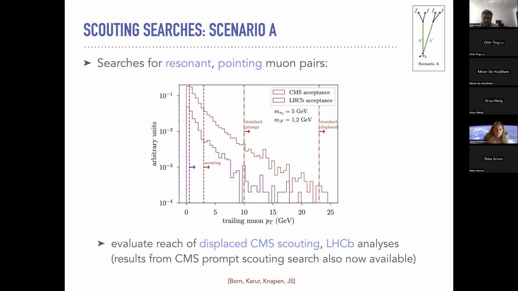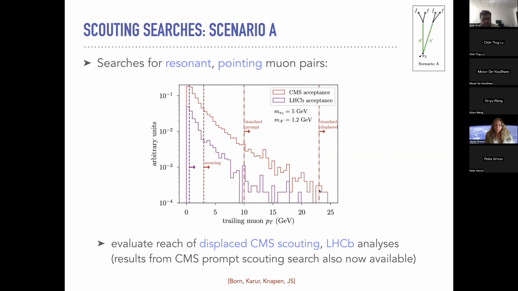Okay, so let's talk about this. Scenario A is again the best case scenario. Here you can see in this plot the softer of two muons in an event, in an example scenario A benchmark. Here are the specific parameters. And I'm showing you this plot because I want to emphasize this is a very low pT signal. If you had a standard prompt CMS trigger cut, that would be something around 10 GeV here, and you've already lost most of your signal.